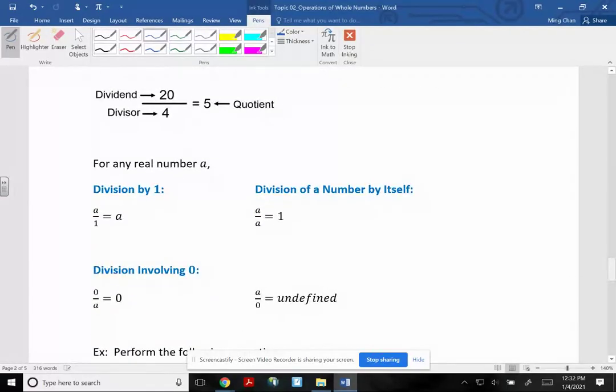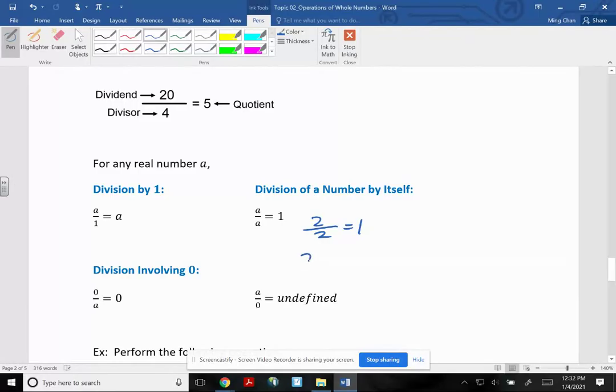All right. A couple of properties here. Division by 1: any number divided by 1 is that number itself. Okay. If you divide the same number by itself, the answer will always be 1. For example, 2 divided by 2 is equal to 1.